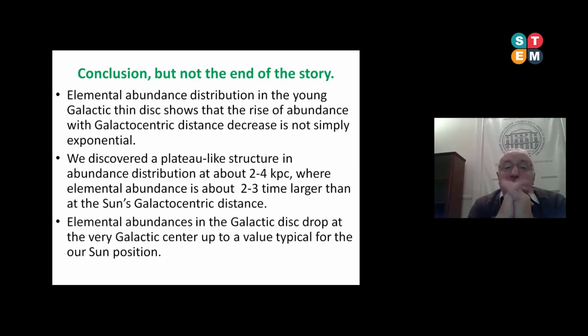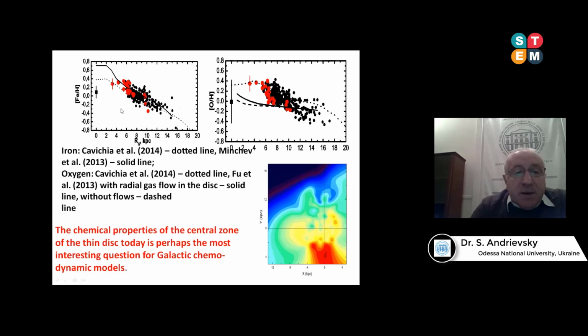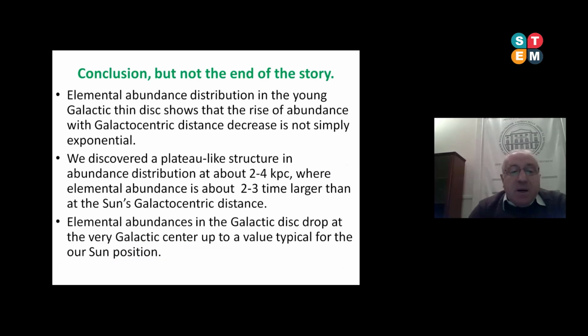We try to go behind the center of our galaxy. So, the elemental abundance distribution in young galactic thin disk stars shows that the rise of abundance with decreasing galactocentric distance is not simply exponential, not simply linear, for example, in logarithmic scale. We discovered a plateau-like structure in the abundance distribution at about 2-4 kiloparsecs. It is here, 2-4 kiloparsecs. Okay, you can say the statistics are small, but it's difficult to find Cepheids at these distances. We cannot do this now.